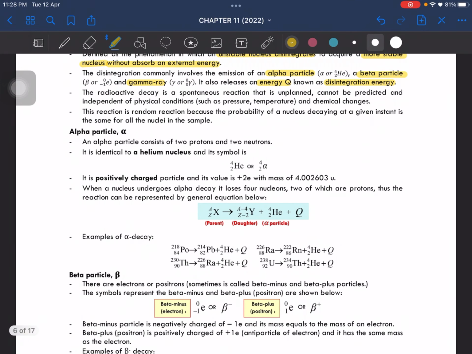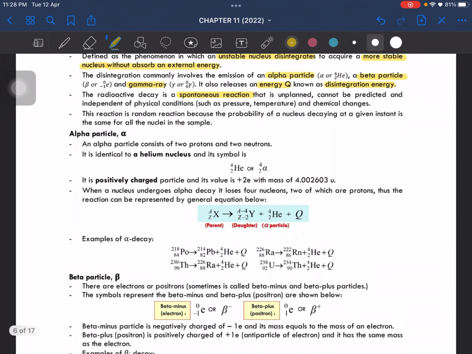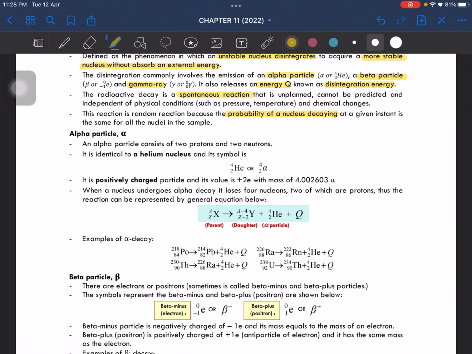Radioactive decay is a spontaneous reaction, so it is unplanned and cannot be predicted. It is independent of any physical conditions; it does not depend on pressure or temperature. That's why it is called spontaneous. And this reaction is random because the probability of a nucleus decaying at a given instant is the same for all the nuclei in the sample. Random reaction and spontaneous.